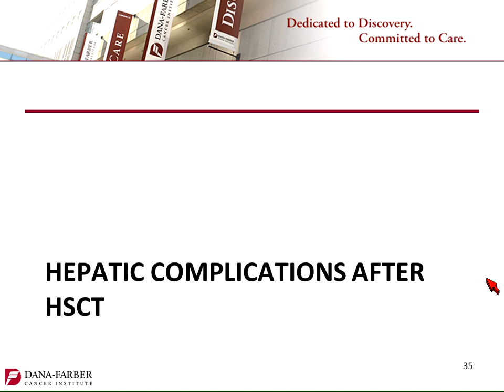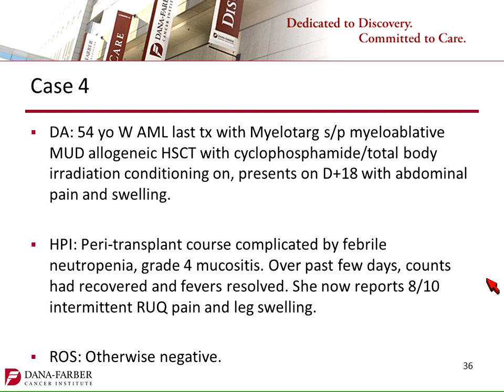So next, moving on to hepatic complications. She's a 54-year-old woman. She was treated with Mylotarg or gemtuzumab immediately before transplant. She then went on to a myeloablative matched unrelated donor transplant with Cy-TBI conditioning. She's in the hospital, and at day 18, her counts are coming back, and she now has abdominal pain and swelling. Her peritransplant course is complicated only by FN and grade 4 mucositis. She now reports 8 out of 10, intermittent right upper quadrant pain, feeling as though she's bloated, and new leg swelling.